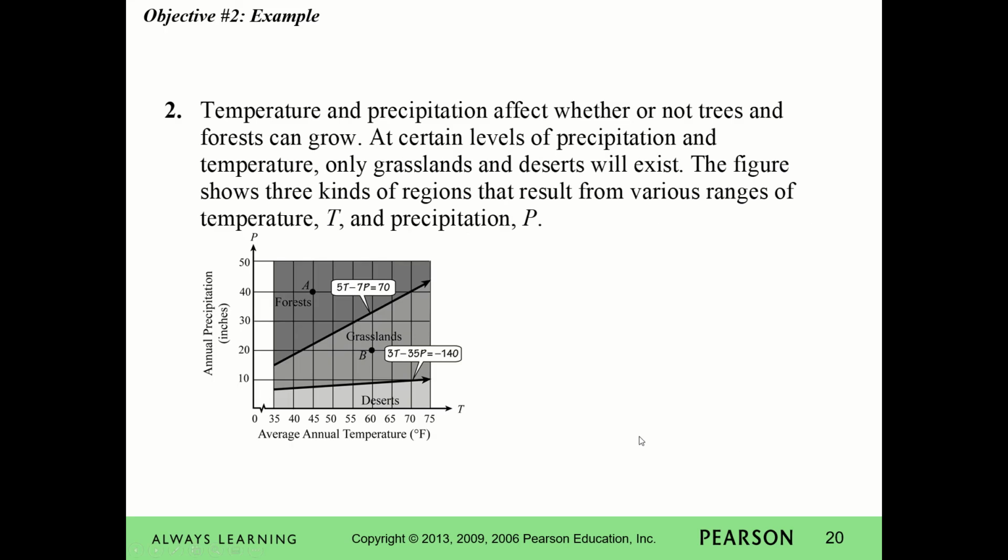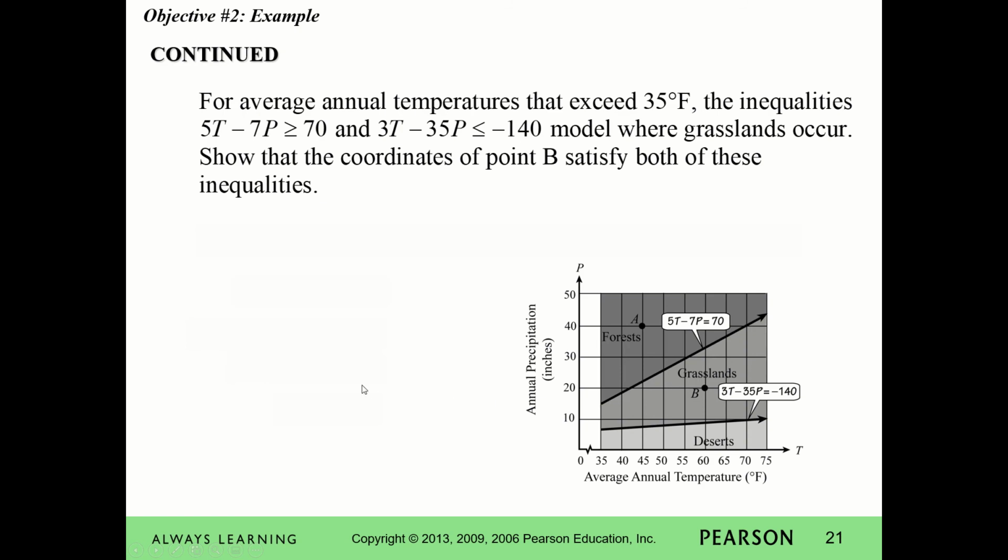So in this case, we have temperature and precipitation affecting whether or not trees and forests can grow. At certain levels of precipitation and temperature, only grasslands and deserts will exist. And the figure shows the three regions that result from the various ranges of temperature and precipitation. So let's see. We have two equations here, right? And we have two parameters: the annual precipitation and the annual temperature. In this little sweet spot right in here, only grasslands can grow. Above it, we have forests, and below we have deserts.